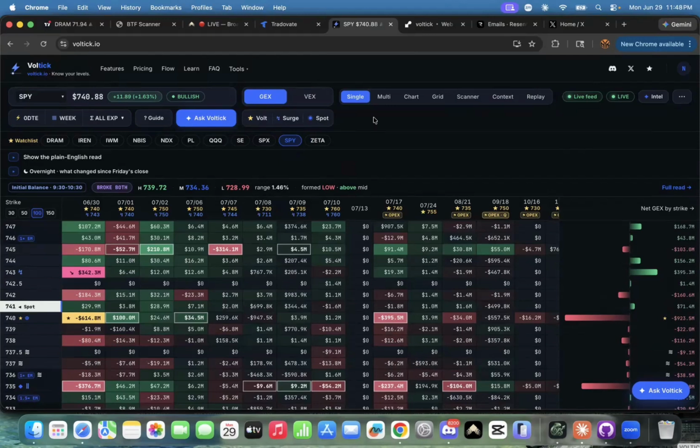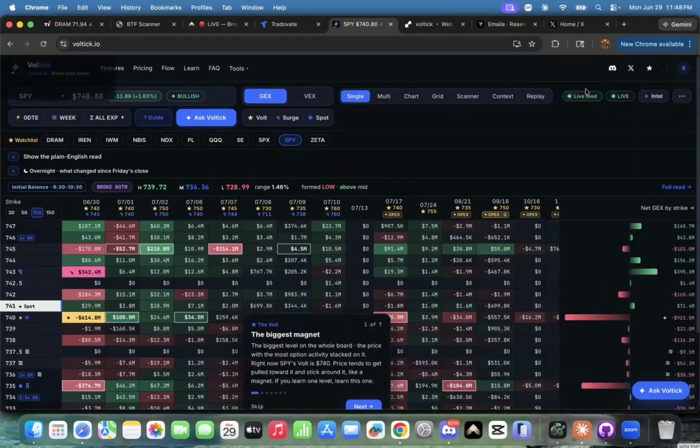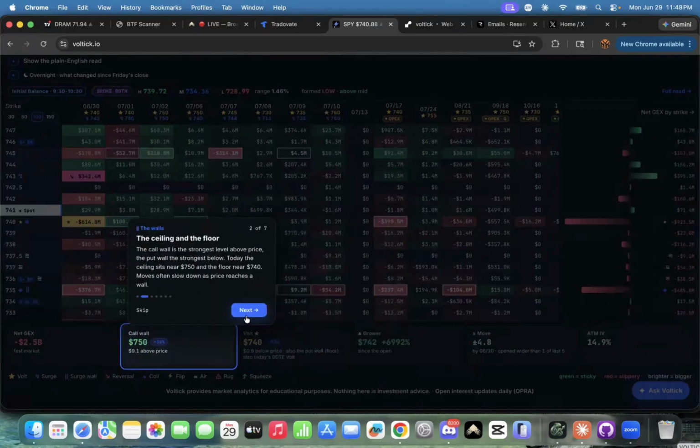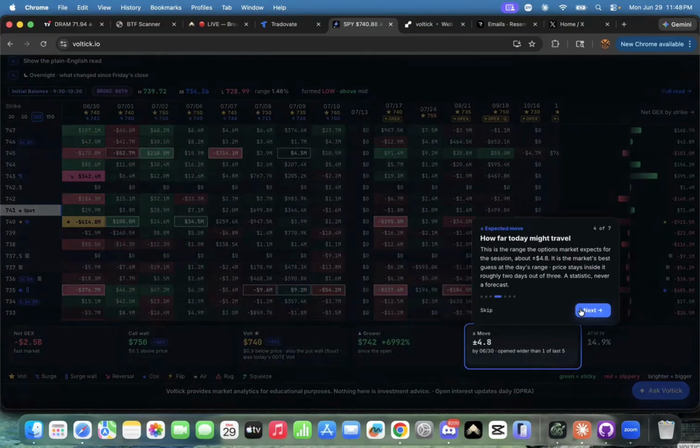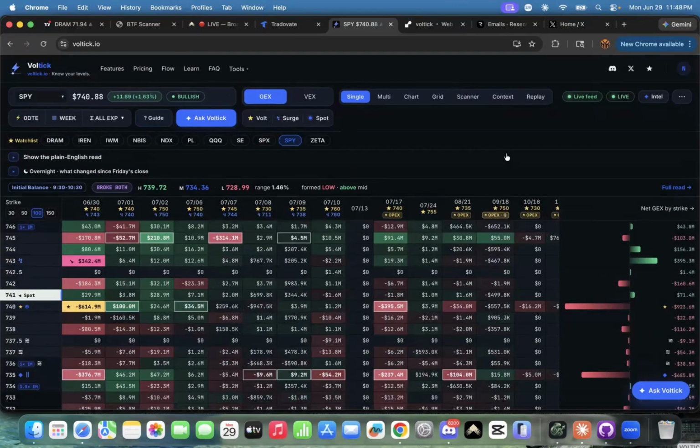Yeah, just wanted to basically do a clean, quick overview and go from there. Lastly, you could click the guide. It'll walk you through the board and everything. Tell you everything you need to know about VolTick. Very plain, simple, easy. And again, that is our goal.